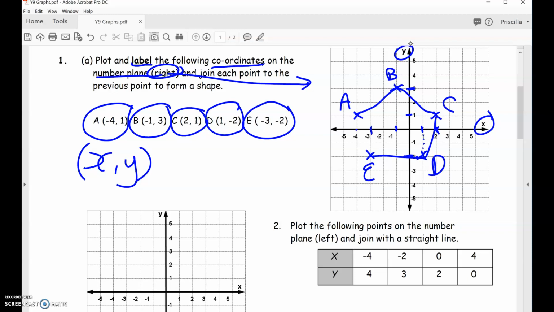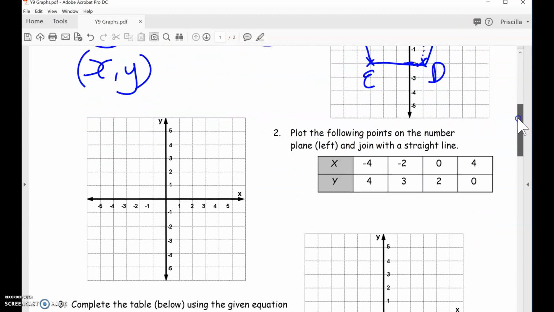Now join each point to the previous point to form a shape. If I want to form the shape, I'd actually put that one in there. And what shape have I got? 1, 2, 3, 4, 5. It's a pentagon. Okay, so that's the first question.